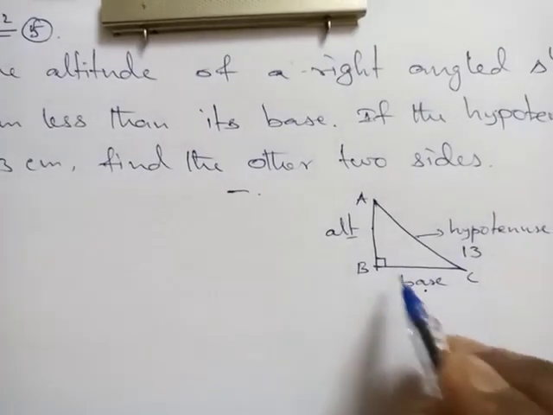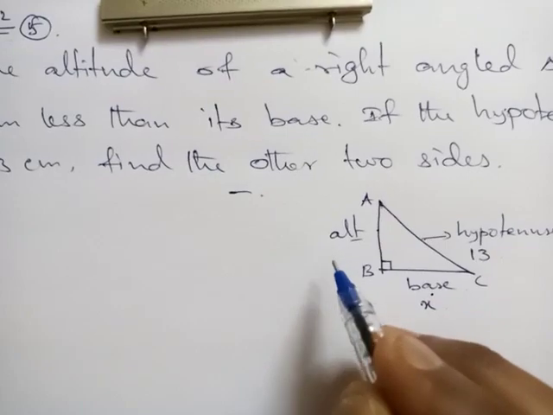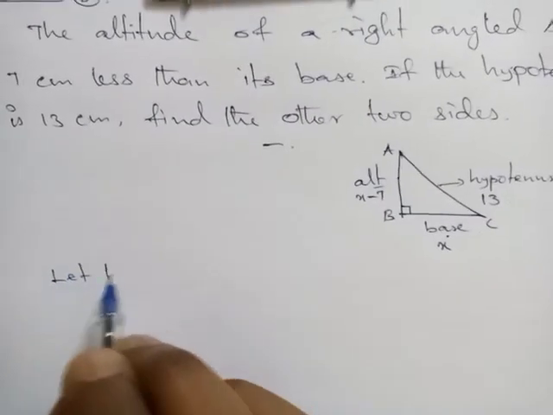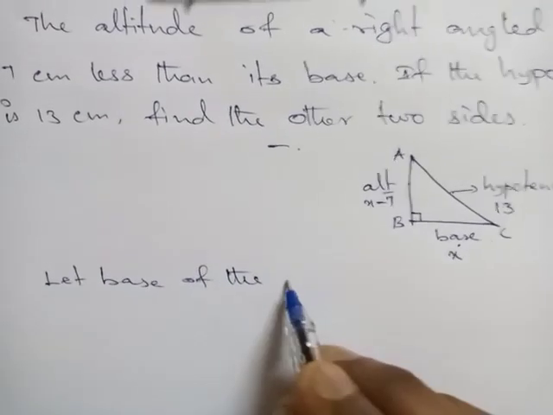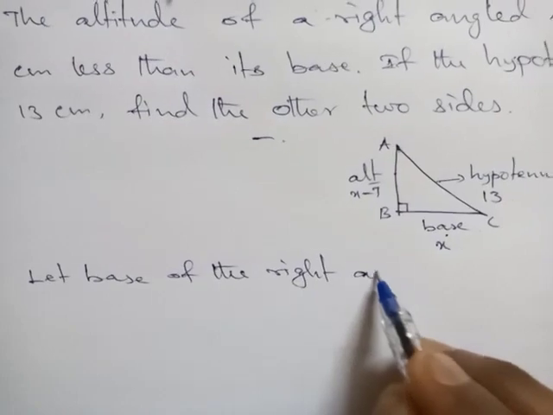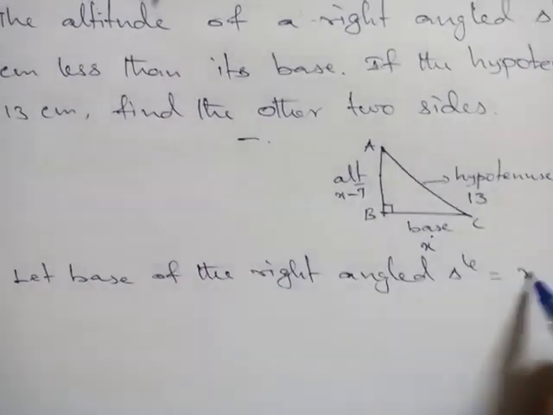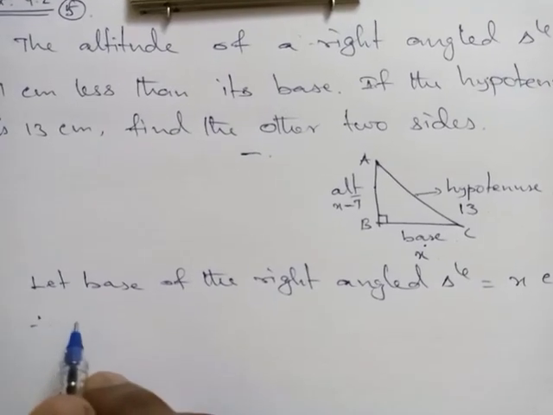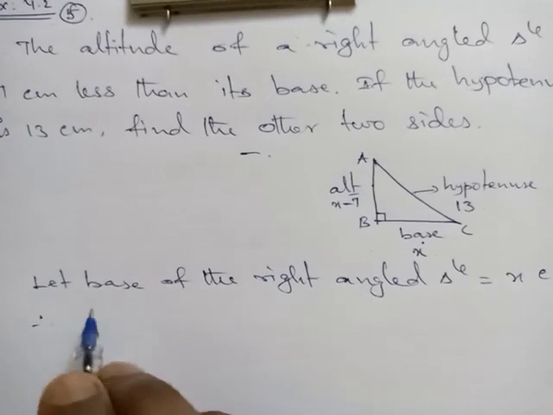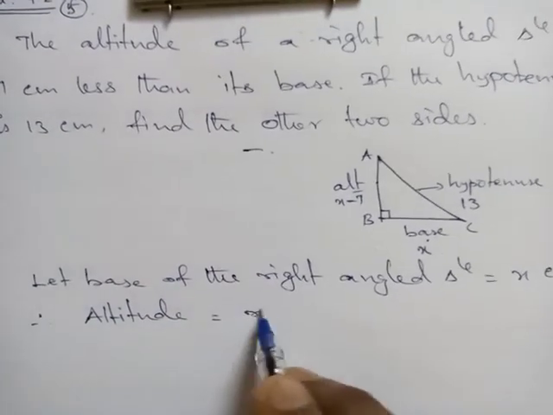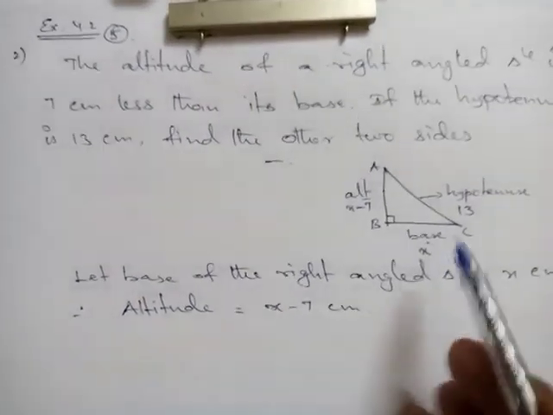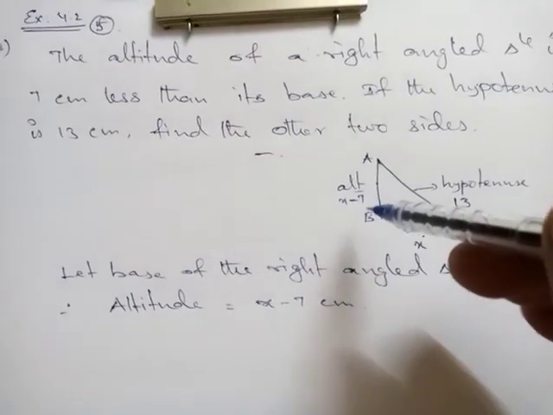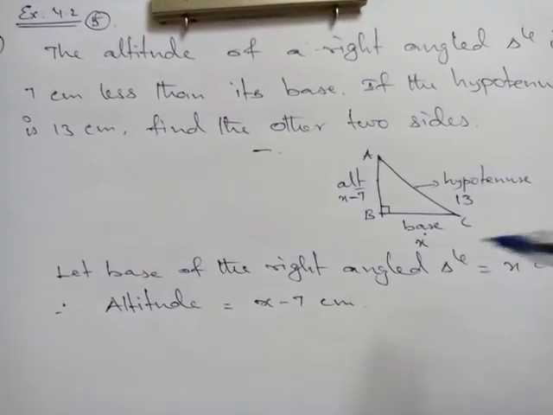So here, suppose the base is x, means this altitude is 7 centimeter less, so this is x minus 7. That's all. So what we have to write first: let the base of the right angle triangle be equal to x centimeter. Therefore altitude is x minus 7 centimeter. After that the hypotenuse is given. So how can we find this x value? If we find this x value, then after subtracting 7 it is all over, right? That only they're asking, find these two sides.